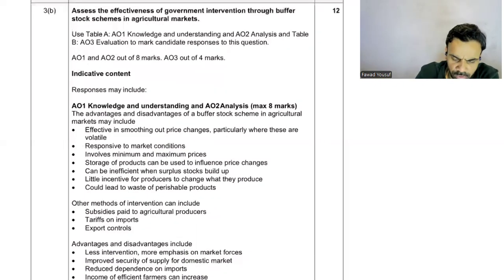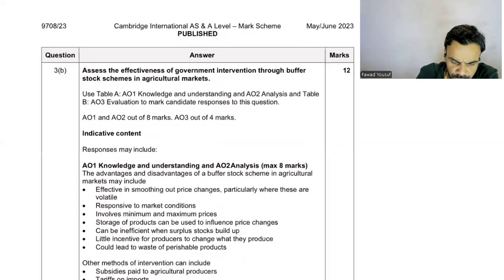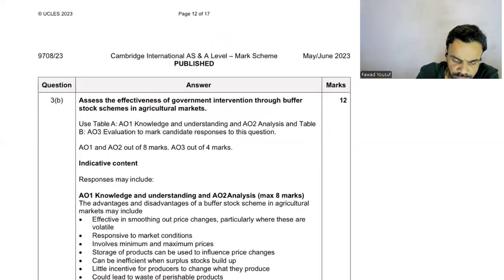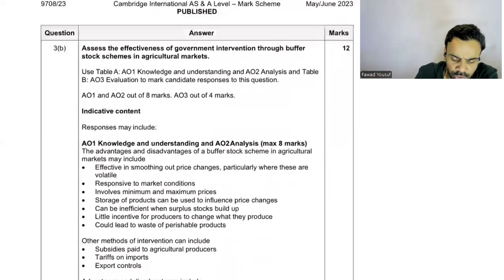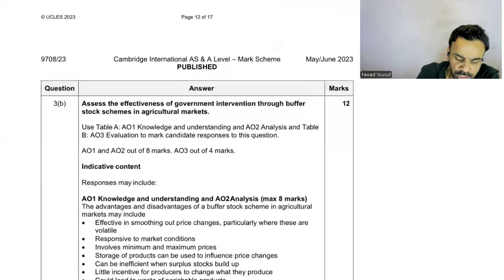Let me go back to the question. Effectiveness of government intervention through buffer stock scheme in agriculture market. Question बड़ा सा vague सा है, question के अंदर they're not really talking about कि government की क्या intentions है. Since they're saying कि buffer stock scheme को लेके चल रहे हैं, तो our intention should be that the government actually wants to maintain the prices. Their concern is not about the farmer's income or whatever.